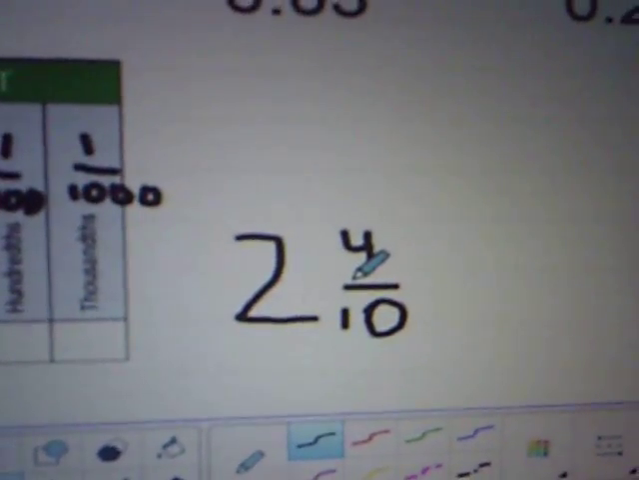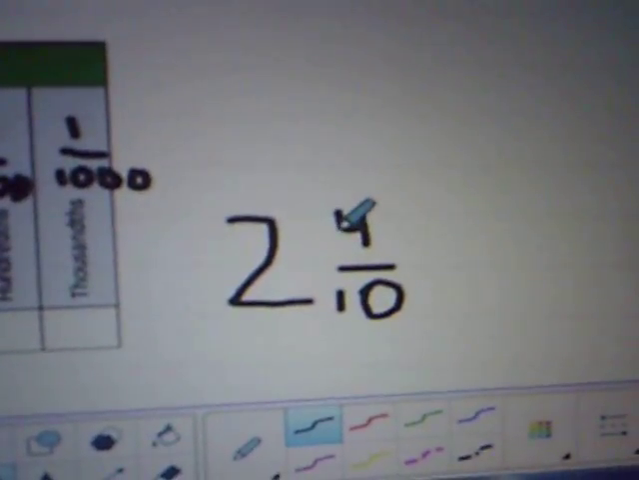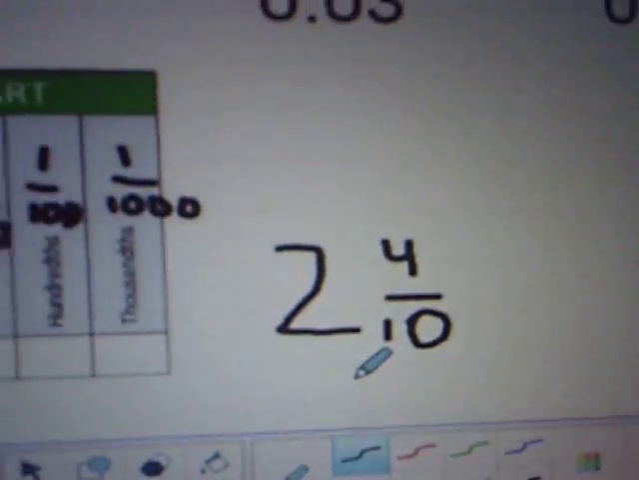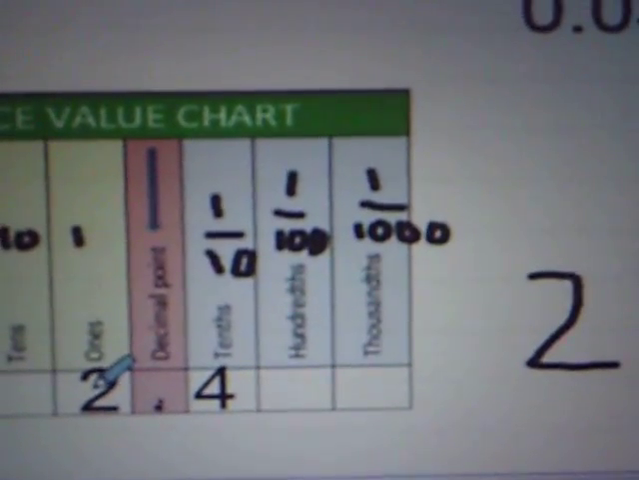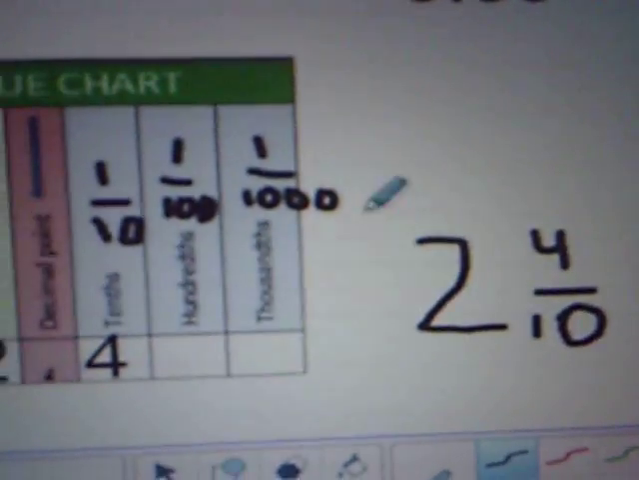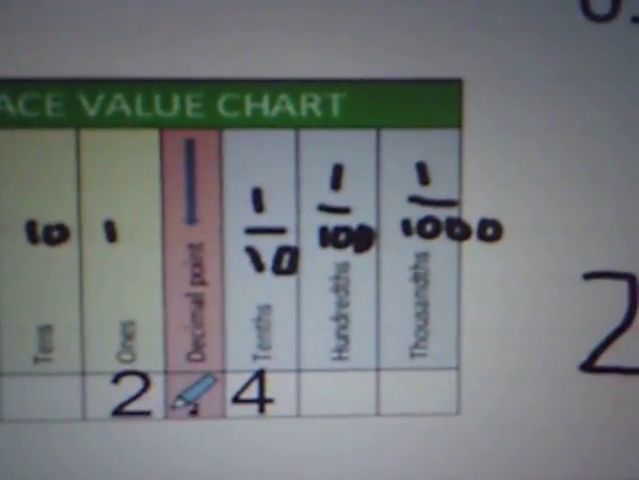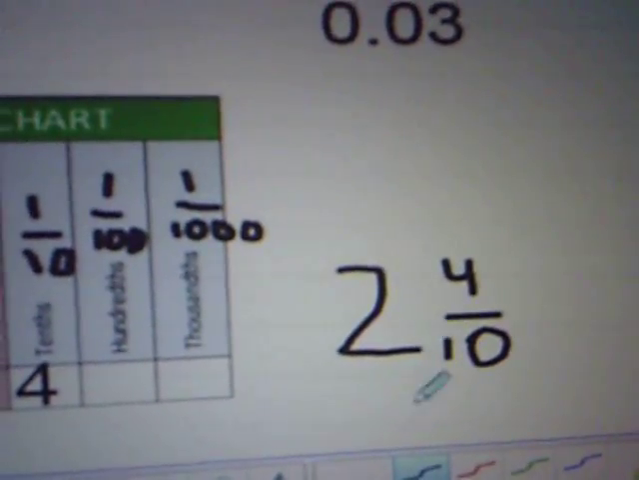There will be a separate video on how to change mixed numbers into improper fractions and then back to mixed numbers. So look out for that video. But for right now, just look in the place value chart and understand that 2 in the ones place relates to a whole number of 2, and 4 in the tenths place relates to 4 tenths. And this is how you change the decimal 2.4 into a fraction, 2 and 4 tenths.